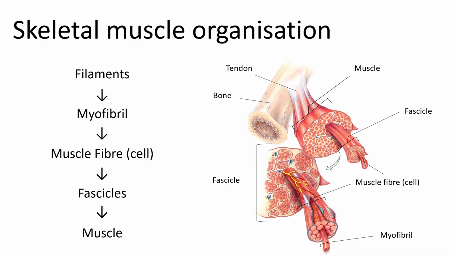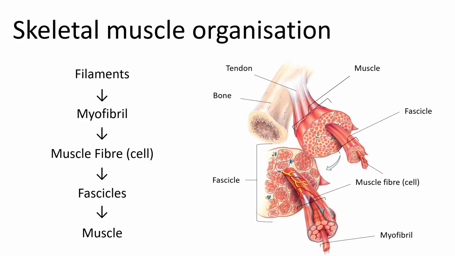Now we'll look at these components in more detail, but before we do, I'm going to identify these structures using this diagram so you can understand how each of these contribute to the formation of the larger skeletal muscle unit. So here you can see we have the bone, and as we know, skeletal muscle attaches to bones via a piece of connective tissue called a tendon.